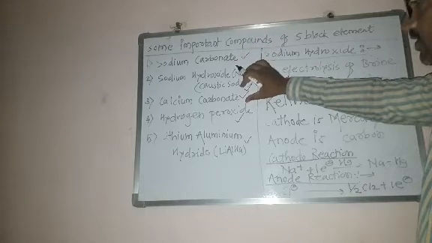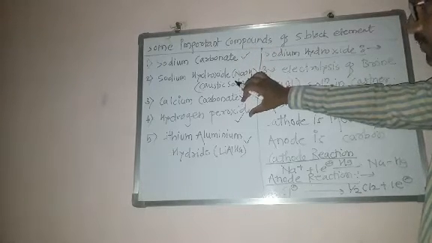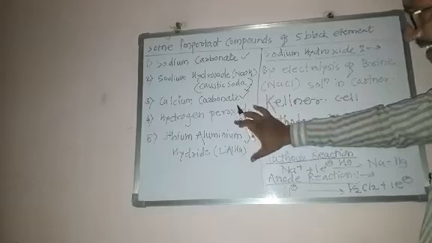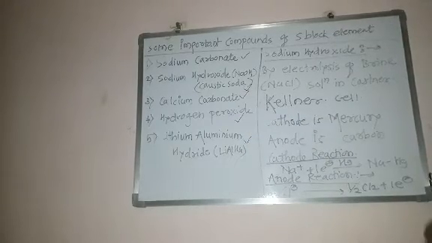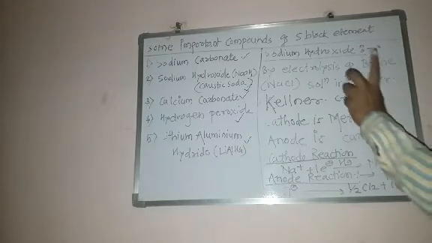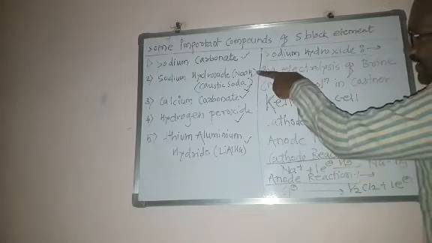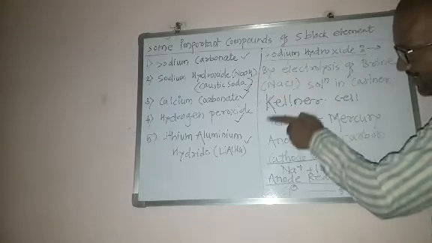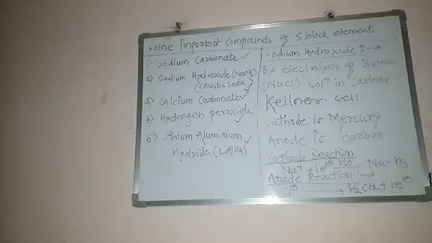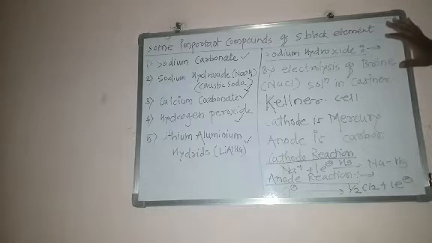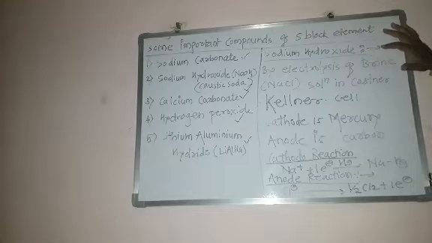Calcium carbonate is also reduced. Hydrogen peroxide is reduced, and lithium aluminum hydride we have taken in these lectures. In this lecture, we discuss in detail only sodium hydroxide and lithium aluminum hydride. Out of these 5 important compounds, we discuss the first, sodium hydroxide.